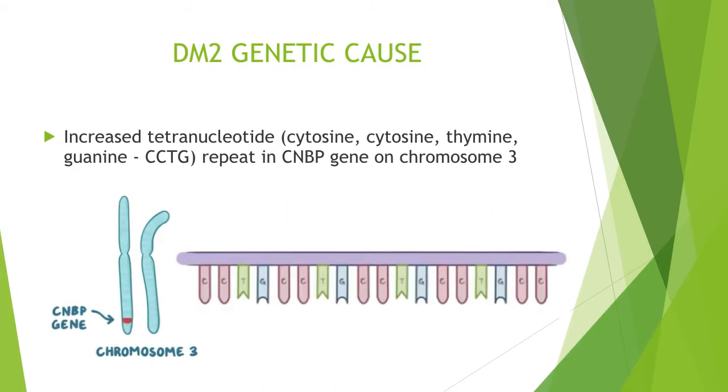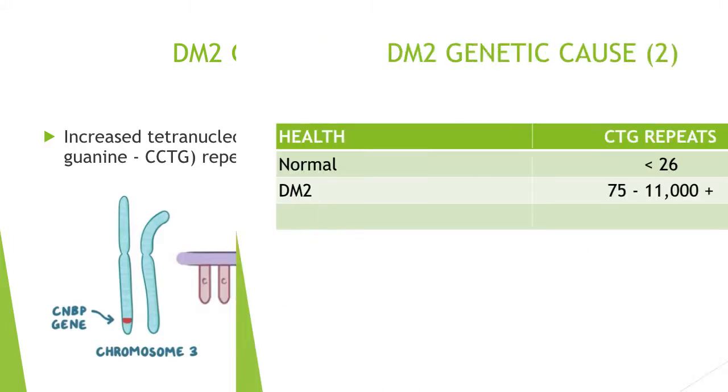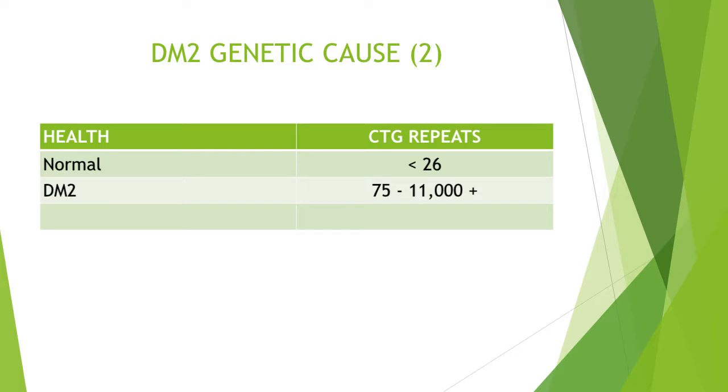The genetic cause of DM2 is when 4 DNA building blocks, cytosine, thymine, guanine, are repeated too many times in the CNBP gene of chromosome 3. In healthy people, the repeat is less than 26. In those with DM2, it is 75 to 11,000 plus.